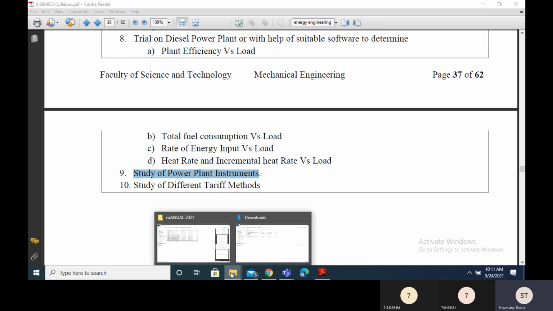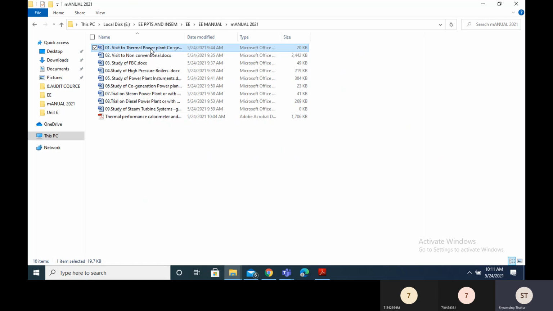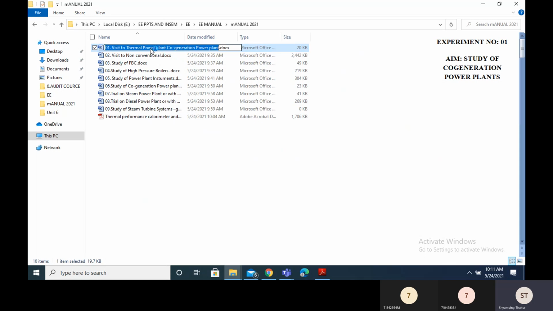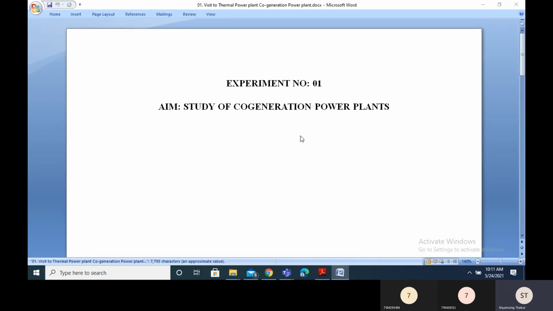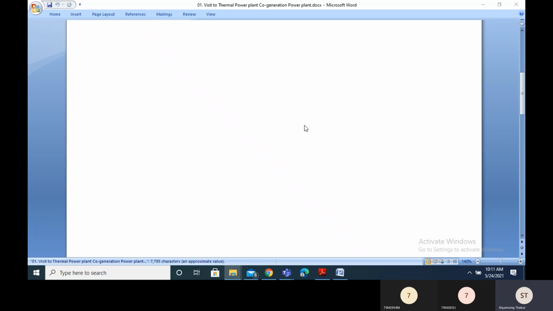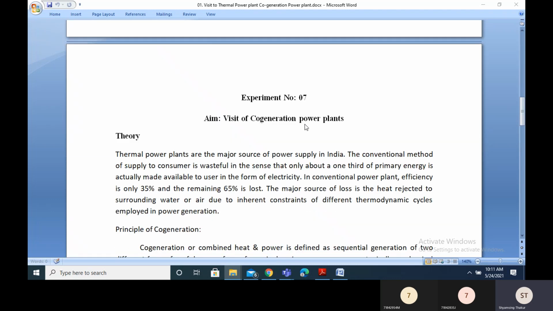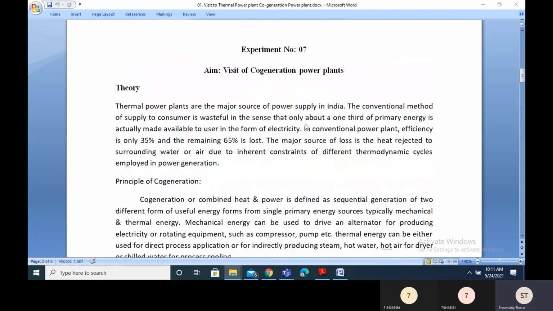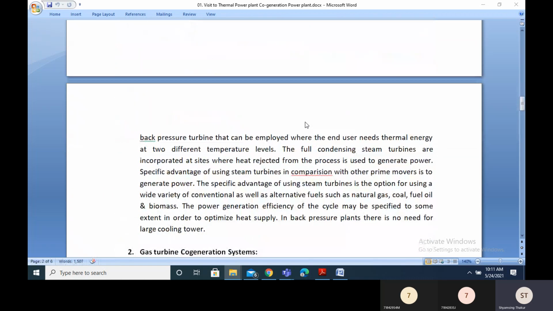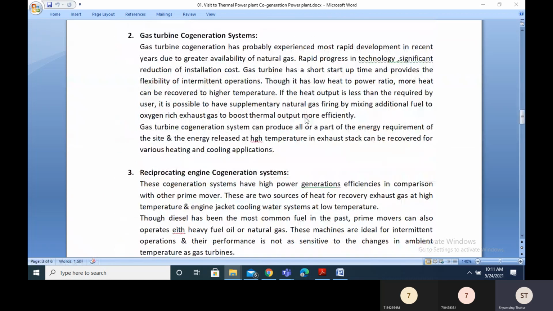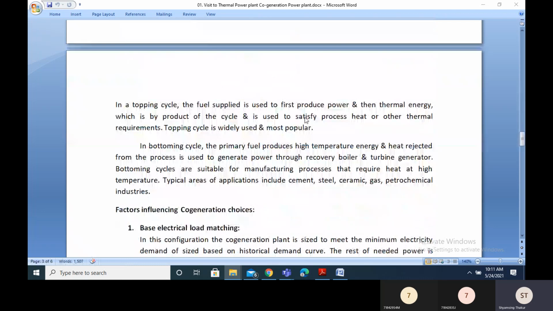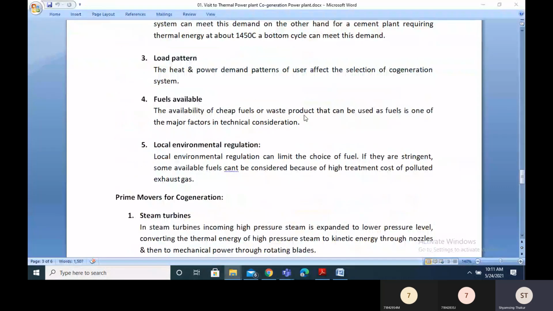So for that the manual is ready. In the manual we will see systematically one by one. This is experiment number 1, that is visit to thermal power plant. You just need to read this file carefully, update the things over here, and upload the same files to the drive. The submission link will be shared soon with you. Just keep these things ready.